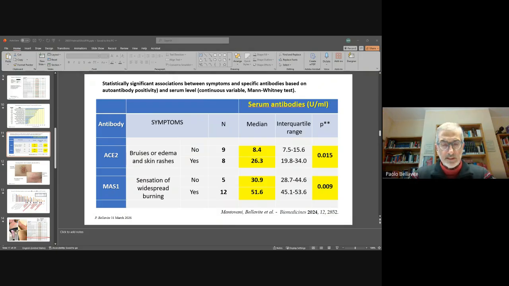Median anti-ACE2 levels in the series of patients with bruises and edema and/or rashes were 26 units per ml, while in patients without these symptoms, serum levels were 8.4 units per ml, a difference which was statistically significant on Mann-Whitney test. Also, for MAS1, we found a correlation with some symptoms, namely widespread burning sensation. Anti-nuclear antibodies, anti-neutrophil cytoplasmic antibodies, and anti-cardiac muscle antibodies were negative. Next, please.